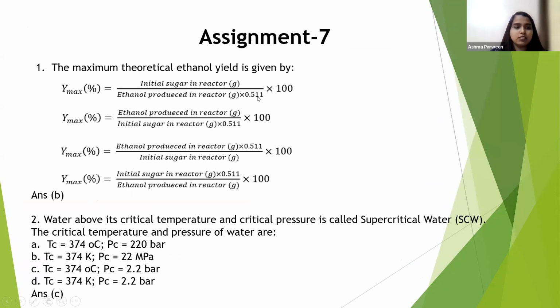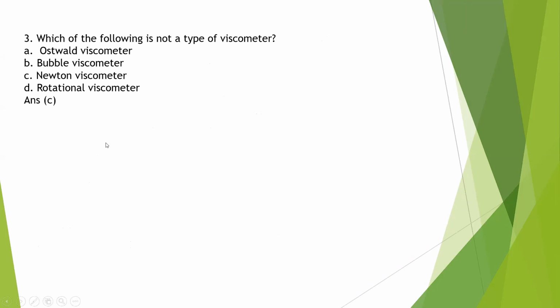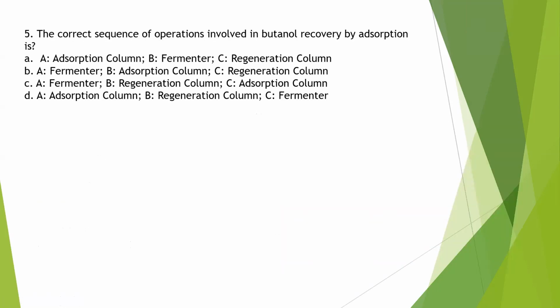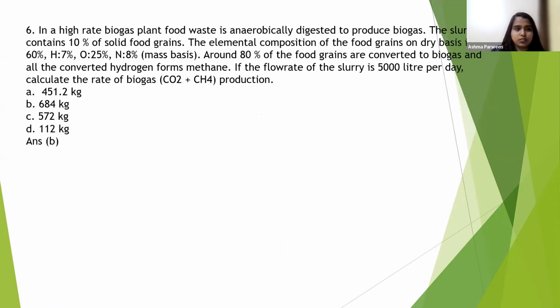I think A and B are both different formulas, and formula B is correct for calculating the maximum theoretical ethanol yield. It is the ratio of ethanol produced in the reactor to sugar in the reactor into 0.511. Yeah, so that one is fine. The correct answer is B. Actually, I'm talking about the second question, critical water temperature. Next, we'll move to the next question.